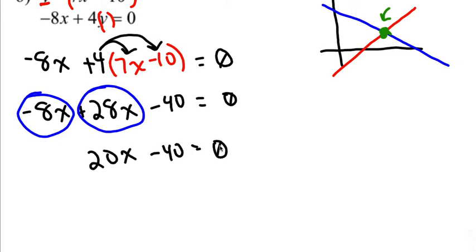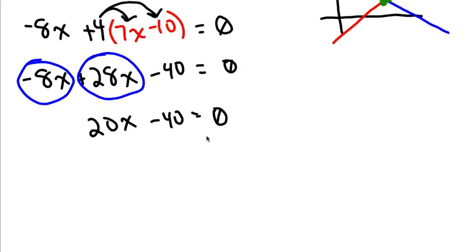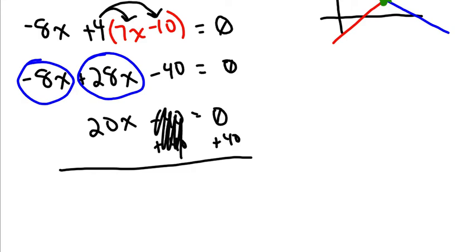Bring down the rest of the equation. Minus 40 equals 0. Now, move the number with no variable, so I need to add 40. Add 40 to both sides. Negative 40 plus 40 is 0. Those are gone. So 20x equals 40.